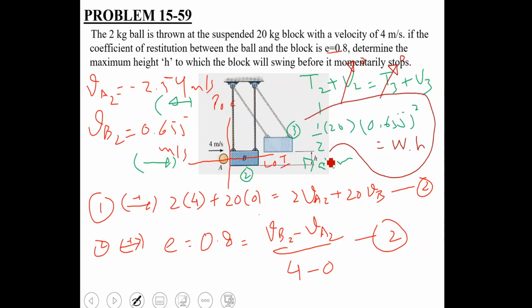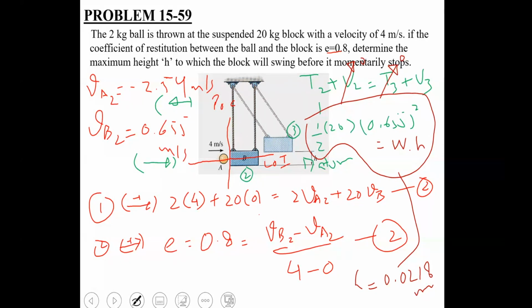So from this equation, the only unknown quantity is h. Once you solve it, the value of h comes out to be 0.0218 meters. This is going to be the height attained by this block B as a result of this collision. At position 3, the block would be momentarily at rest, and then it is going to swing back again. Any query regarding this central impact problem? No, sir. Okay, so I hope central impact is clear to all of you.